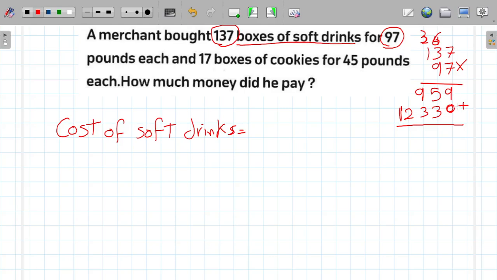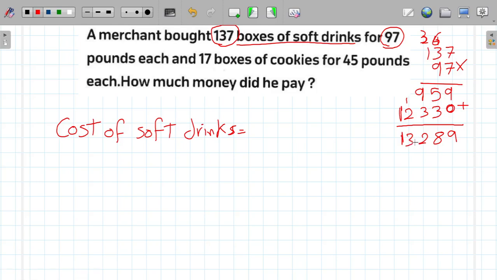I have 9 plus 0 equals 9. 5 plus 3 equals 8. 9 plus 3 equals 12. So I will write 2, carry up 1. 1 plus 2 equals 3. And I have just 1.